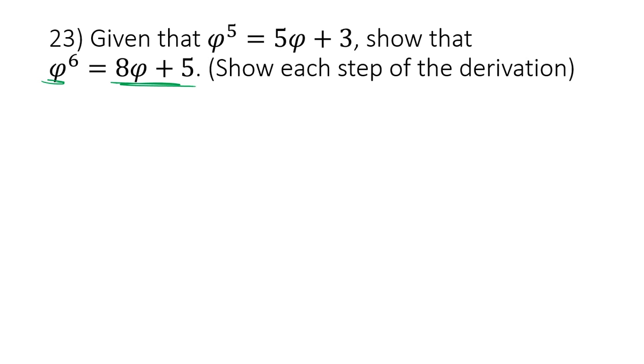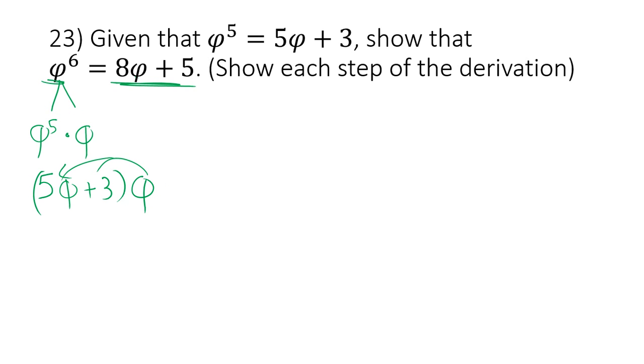So the first thing that we have to do is that since we are only in terms of phi, we want to break this up some way. Okay? Since they give us what phi to the 5th is, why not use it? So phi to the 5th times phi gets us phi to the 6th. Now phi to the 5th we can replace with 5 phi plus 3. So 5 phi plus 3 is being multiplied by phi. Distribute phi into it, getting us 5 phi squared plus 3 phi.